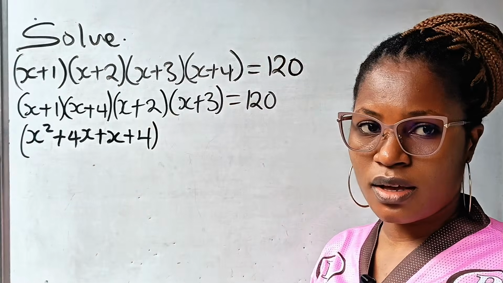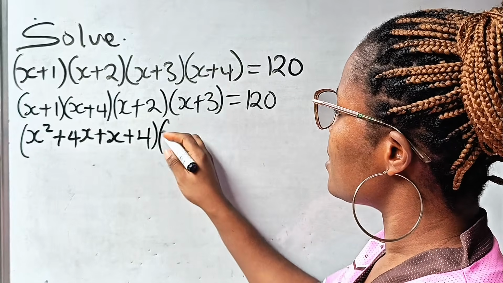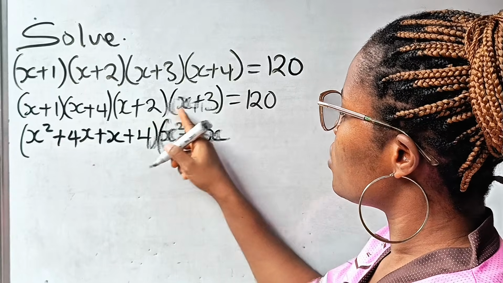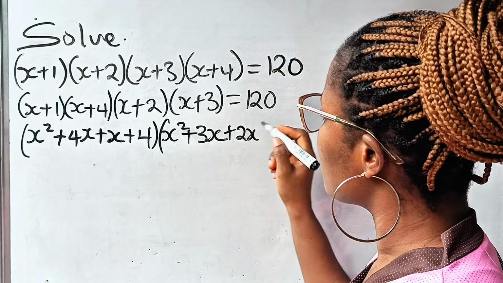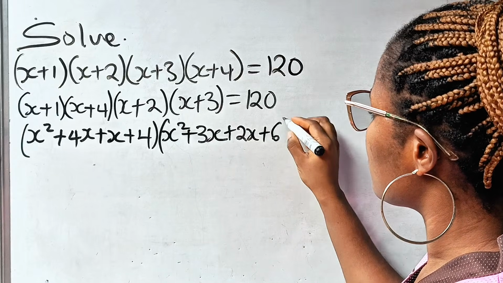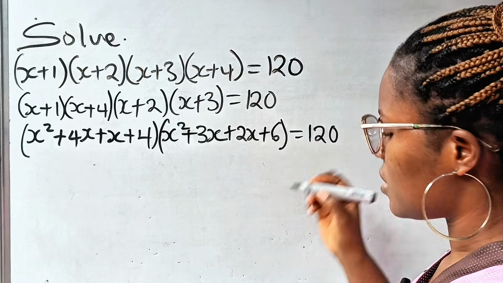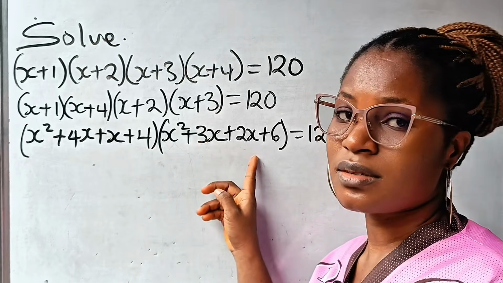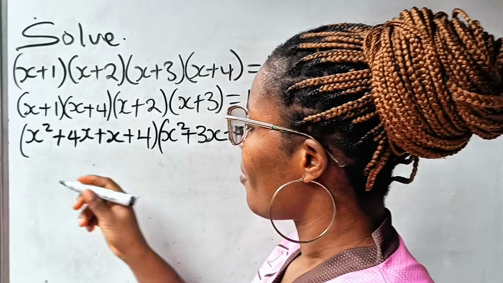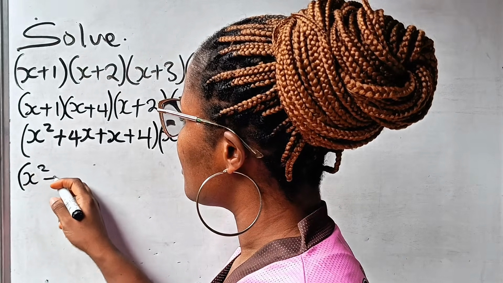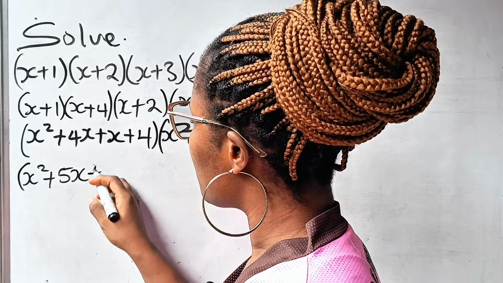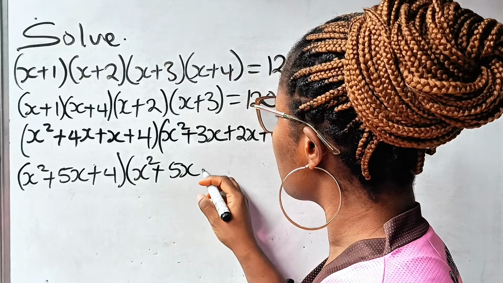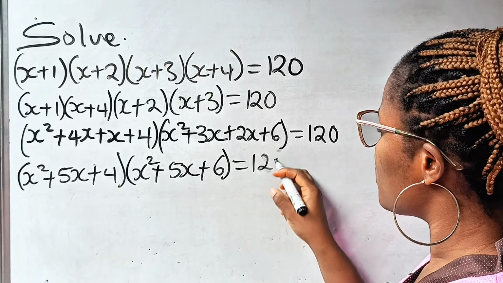So we expand this and this together. We have x times x is x squared, x times 3 is 3x, 2 times x is 2x, 2 times 3 is 6, is equal to 120. Now we go ahead and add. You can see that the middle will give us 5x, 5x. So we have x squared plus 5x plus 4, and we have x squared plus 5x plus 6 is equal to 120.